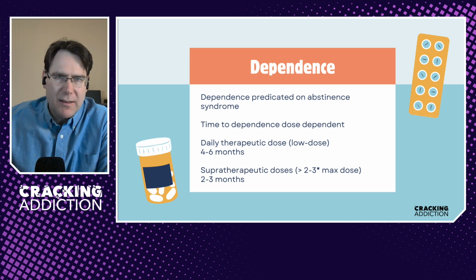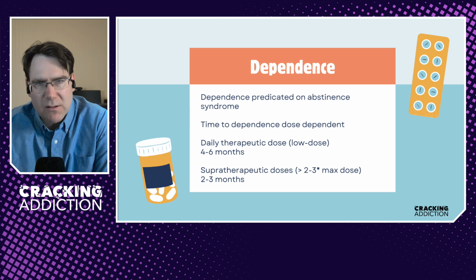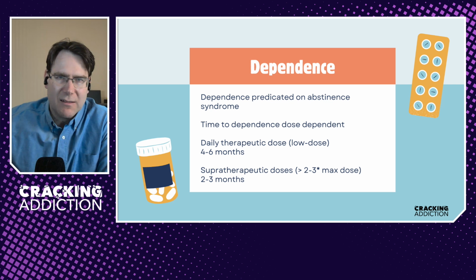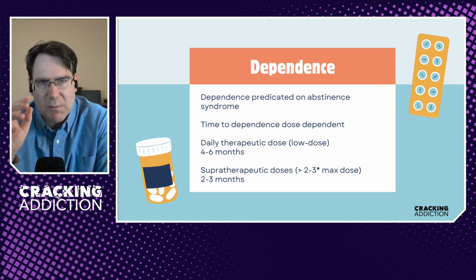Now, you can get dependent on benzodiazepines if you're using them at supratherapeutic doses much more rapidly. So it can take 4 to 6 months to get dependent on therapeutic dose benzodiazepines. You can cut that time frame down by 50%. You can get dependent on supratherapeutic doses of benzodiazepines within 2 to 3 months. We've talked about benzodiazepine withdrawal as being the hallmark of the abstinence syndrome, which then determines benzodiazepine dependence.